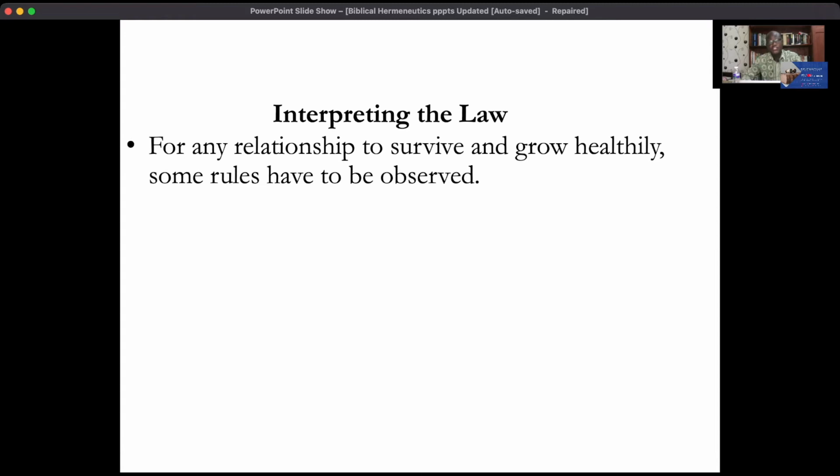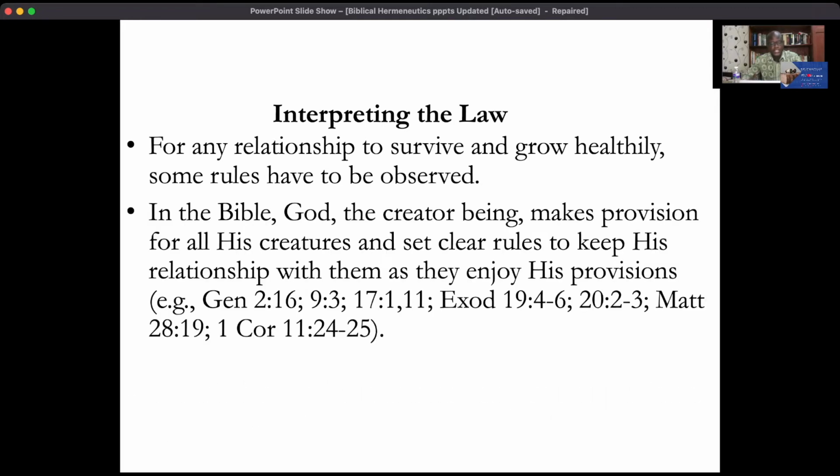Now, for any relationship to survive and grow healthily, some rules have to be observed. And this is a very clear thing that we all know. In the Bible, God, the creator being, makes provision for all his creatures and sets clear rules to keep his relationship with them as they enjoy his provisions. In short, God never gives commandments, rules, without showing grace. So God provides something for the well-being of his creation, and then he will give rules on how to regulate that relationship.